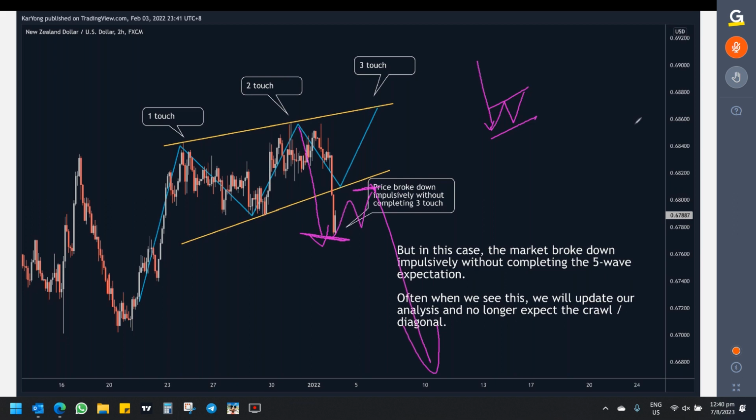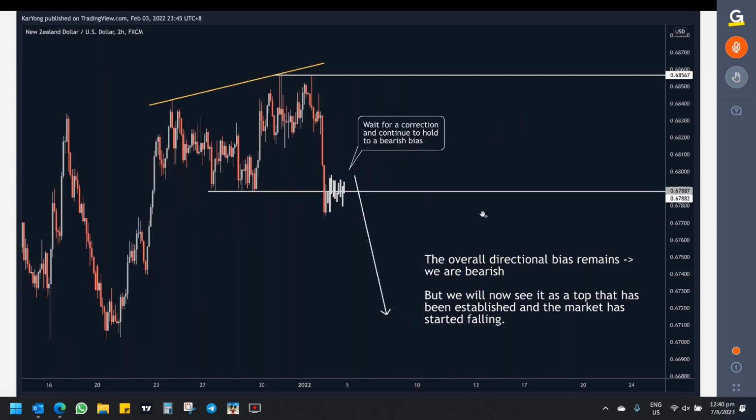Yeah. So far so good. Hopefully you can follow. So that's what I mentioned just now. Okay, we can update the structure. This is no longer anticipation of a crawl. We just look at the mini double top. We have our first impulse. We wait for correction. We look for a sell.